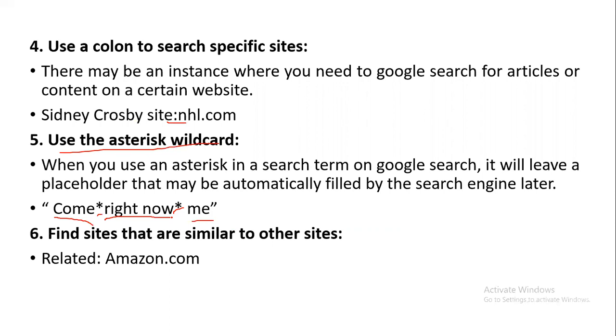If I want to find related websites about a specific website, I will write related, then a colon, and then that specific website. Suppose I want to search all the websites related to Amazon, so I will write related colon amazon.com. Now Google will show me all the results about websites which are related or similar to Amazon.